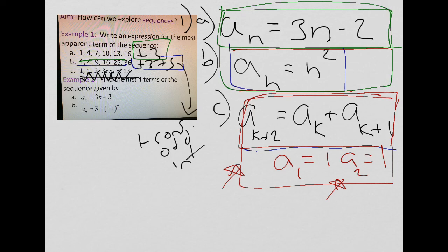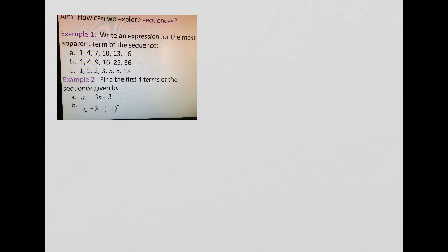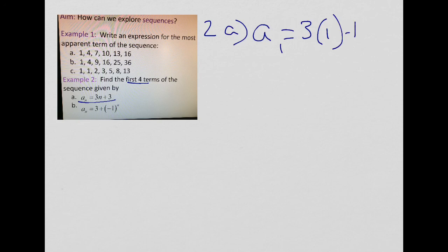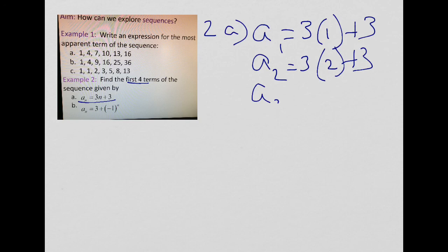So let's go to example 2. Okay, so in example 2, we're given the problem. The work would be plugging in the 4 values, 1 through 4, to get the first 4 terms. So wherever you see an n, we plug in 2 to get our second term, and 3 to get our third term, unless it tells you otherwise. You use 1 through 4 for the first 4 terms.